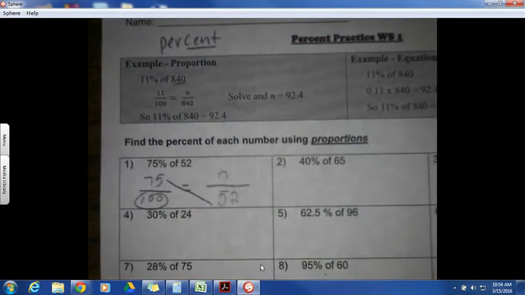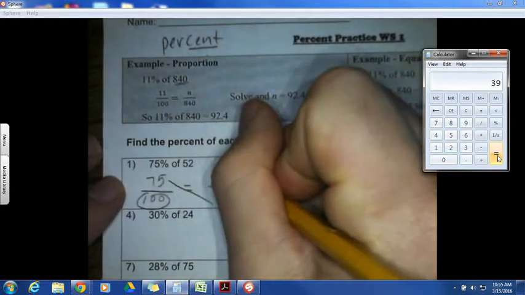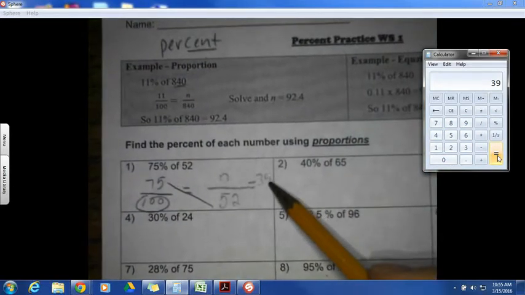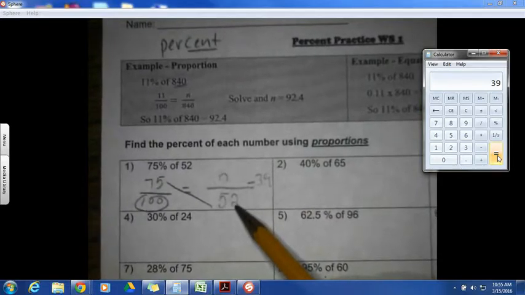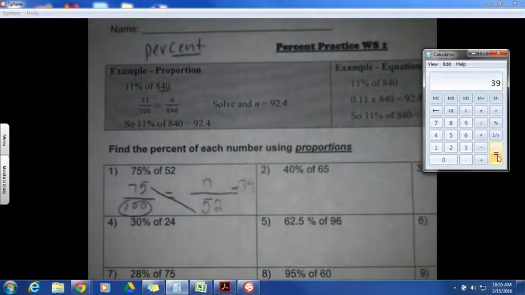So let's see what that is. So 75 times 52 divided by 100. So our answer here is 39. Okay, so 39 is 75% of 52. 39 is our part, 52 is our whole there.